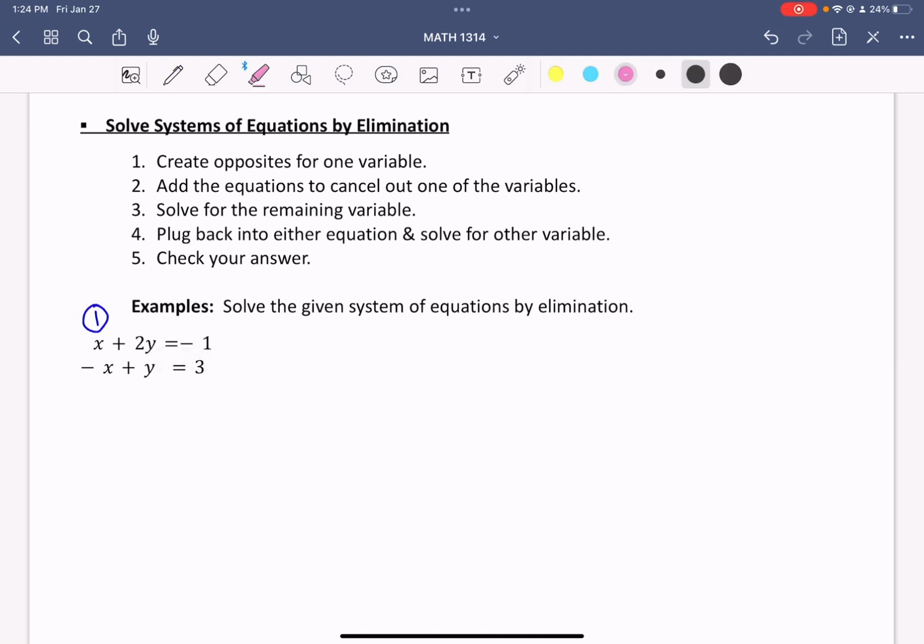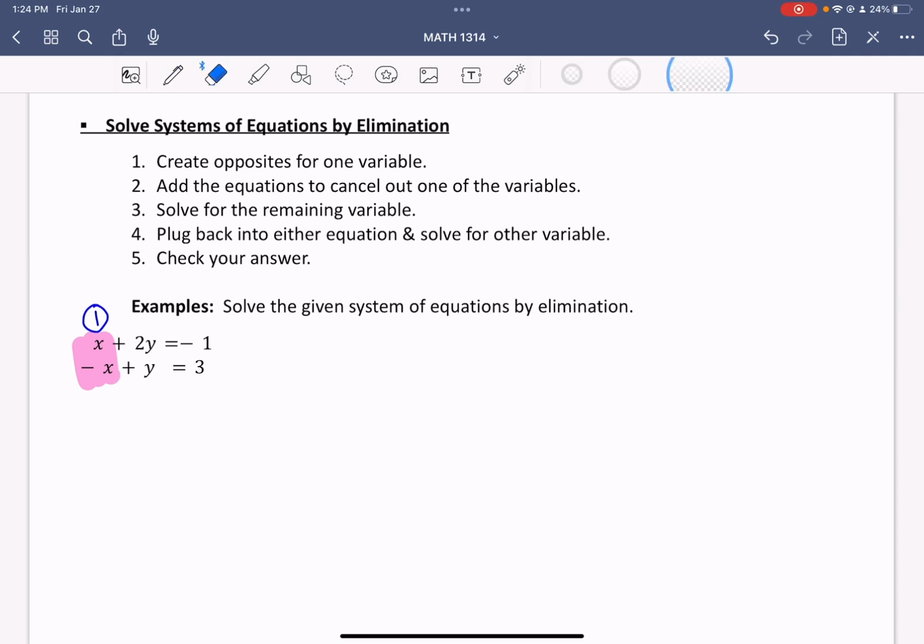So in this case of step 1, I already have opposites in the sense of my x's are a positive x and a negative x. So check, I'm good for step 1. I didn't have to do anything.